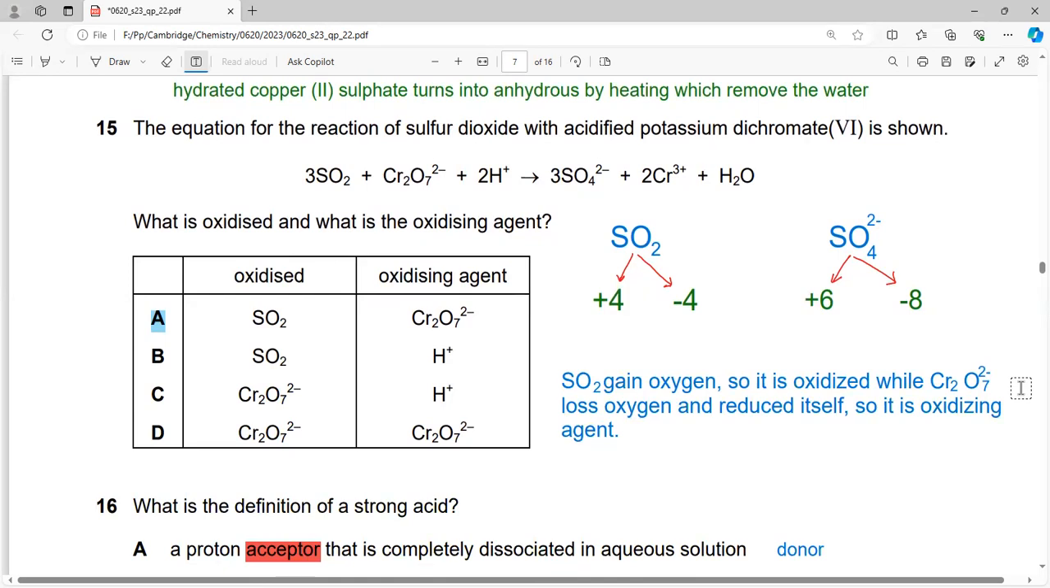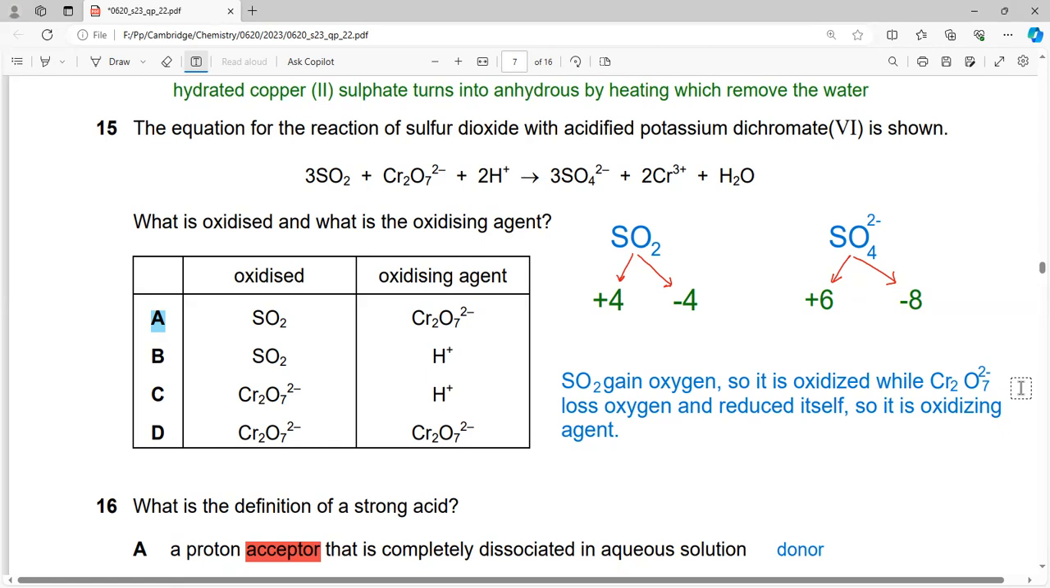Question number 15: the equation for the reaction of sulfur dioxide with acidified potassium dichromate is shown there. Here the sulfur dioxide is reacting with the dichromate ion given there, and they are converting into the sulfate ion and chromium ion, and a water molecule is being produced. What is oxidized and what is the oxidizing agent?